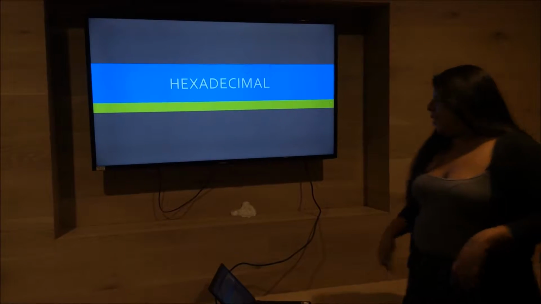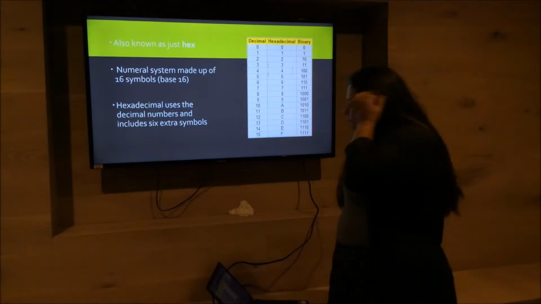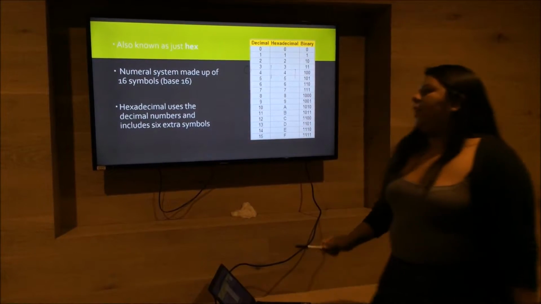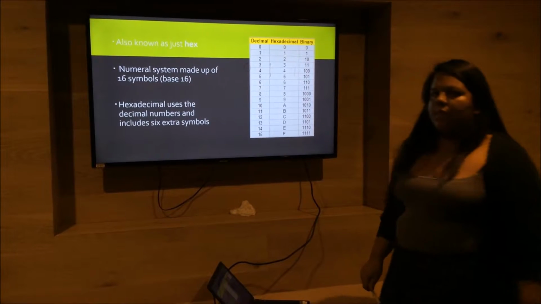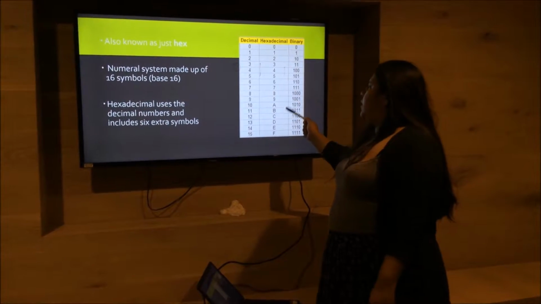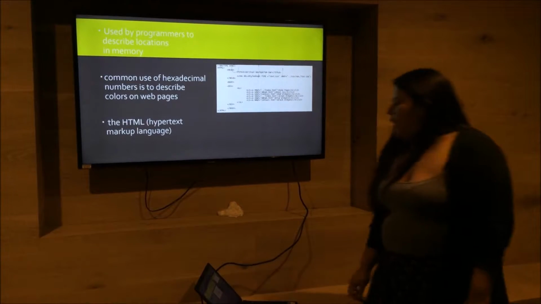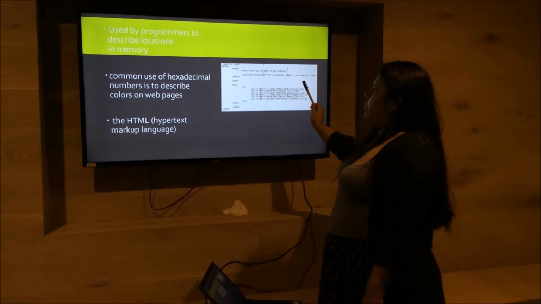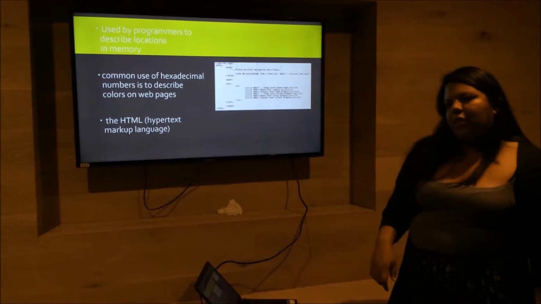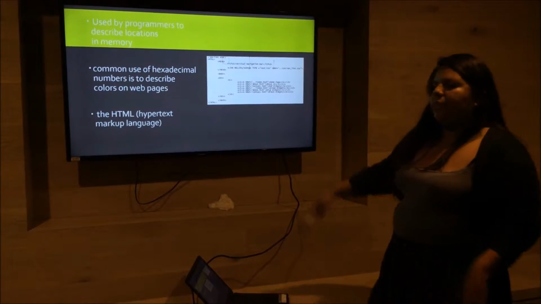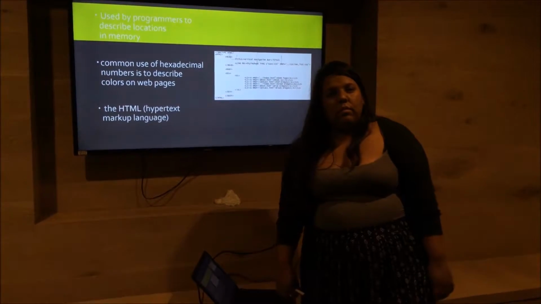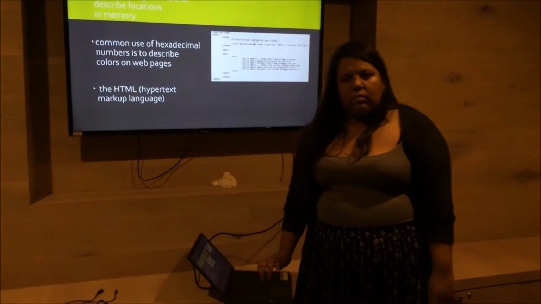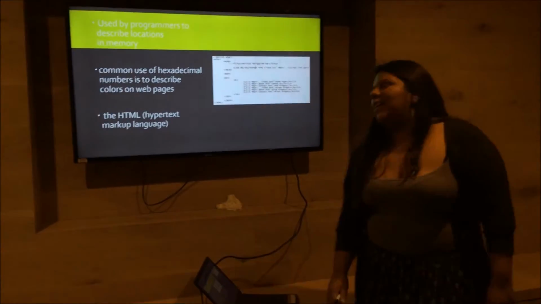And now the hexadecimal system. It's also known as hex. It has a base 16, and it uses the first 10 numbers of the decimal system, and then it uses 6 letters. It's used by programmers and also for numbers that describe color in web pages, and the most popular use is the hypertext markup language. An example of programming with that code is the assembler language.